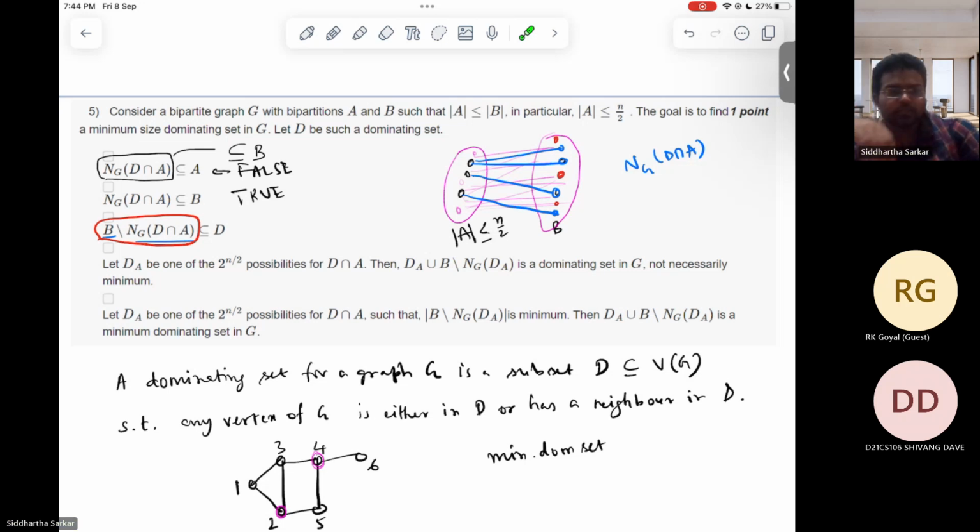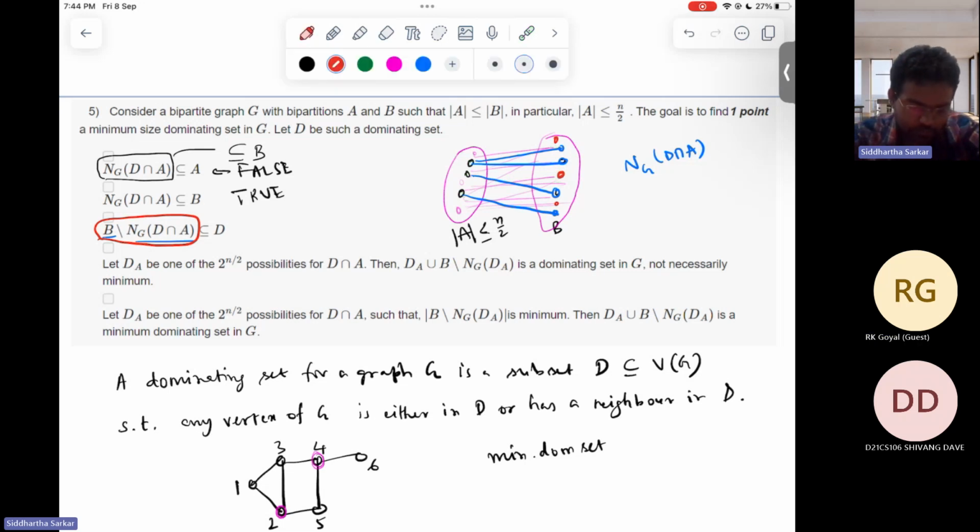Yeah, this is correct. Because if it is a dominating set, we can go by contradiction. If there is a red vertex, that means the vertex which is on this side, and let us say it is not in the dominating set, then it is not even a neighbor to any of the vertices in the dominating set. So then the definition of a dominating set will be violated. So that's why this is correct.